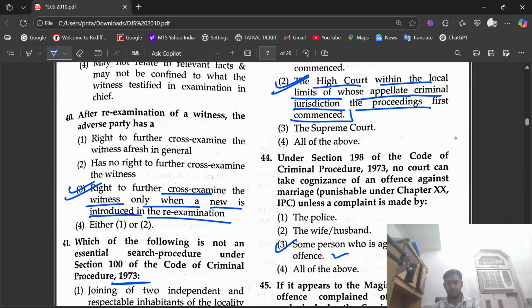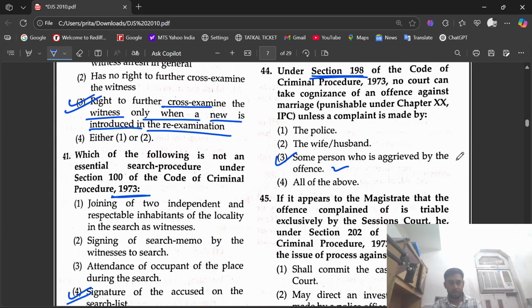Okay, under section 198 it is some person who is aggrieved by the offence. Question number 45.